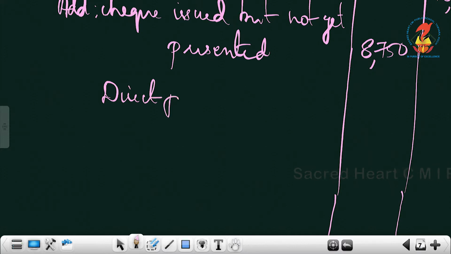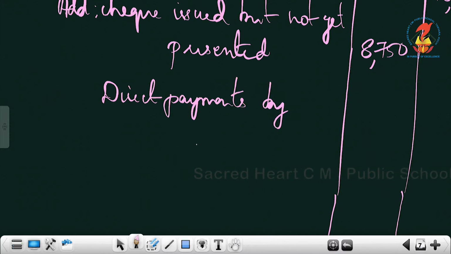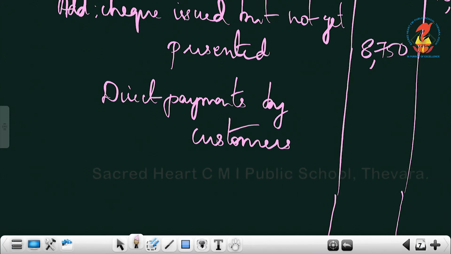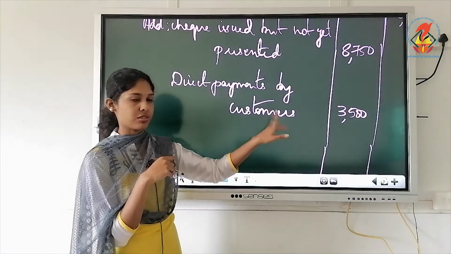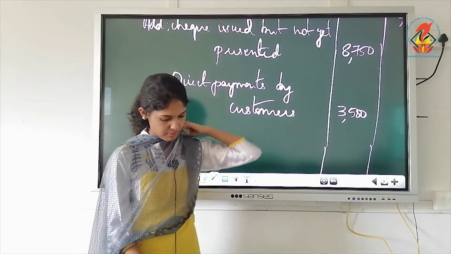Direct payments by, not by bank, this is by customers which we are getting. Okay, direct payments by customers, 3,500. If you write direct payments by bank, that means cash is going down. That meaning is different. Here you must write direct payments by customers.